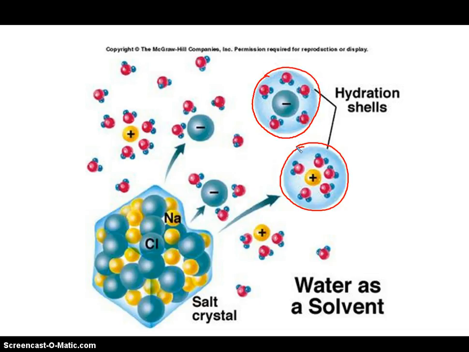So if we put a chunk of salt in water, the water actually worms its way in between because of its polarity, and it surrounds the chloride, the negative ion, and the sodium ion, here the positive, and keeps them separated, and that's why water acts as such a great solvent for that.